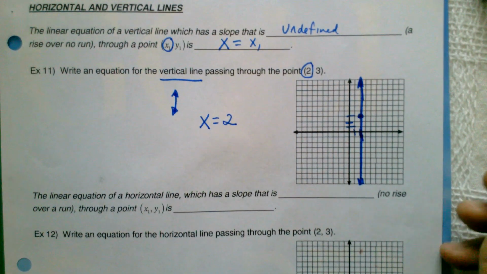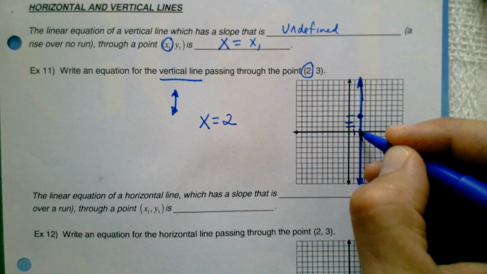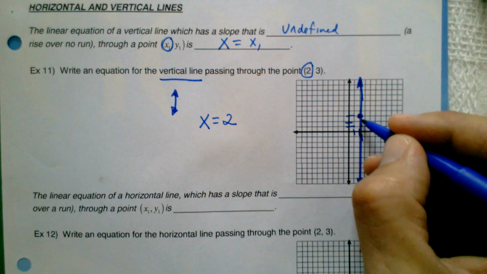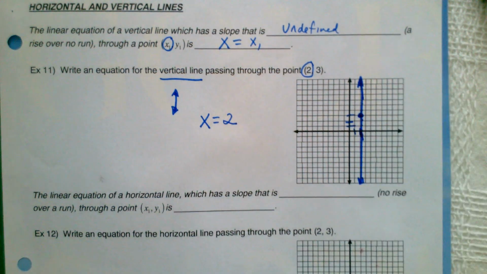Now, the reason why it's called an x equals 2 line is because every point has an x value of 2. This guy right here is (2, 0). This is (2, 1), (2, 2), (2, 3), (2, 4), (2, 5), (2, 6), (2, 7), and so on. It just keeps going. Okay.